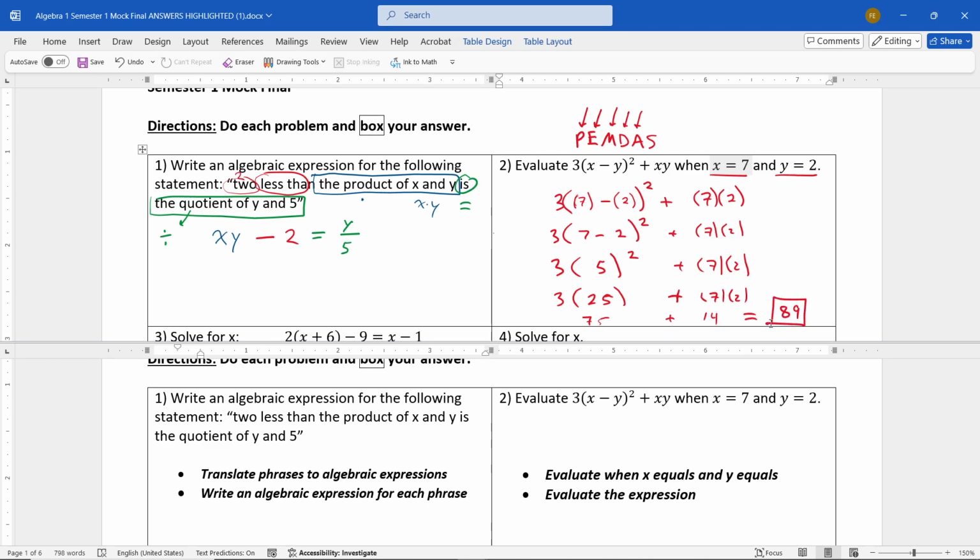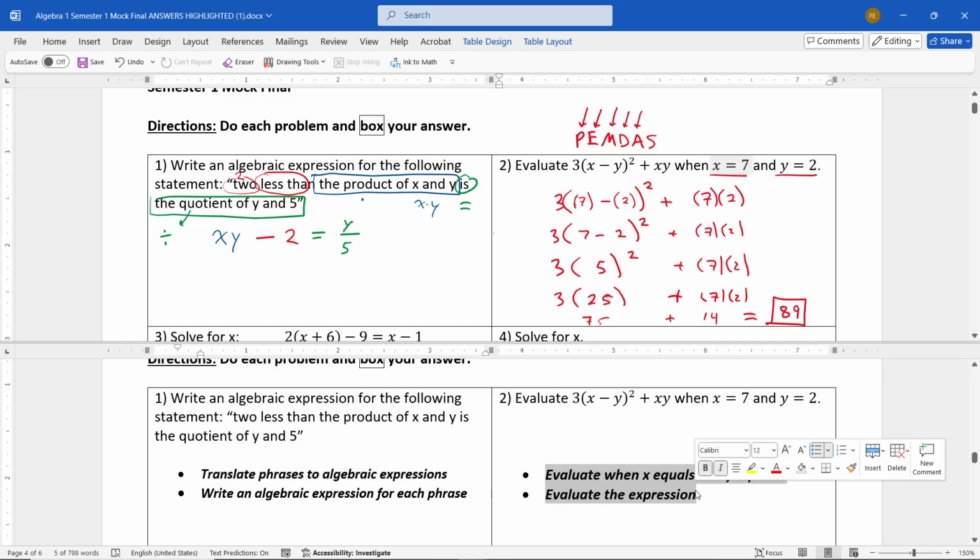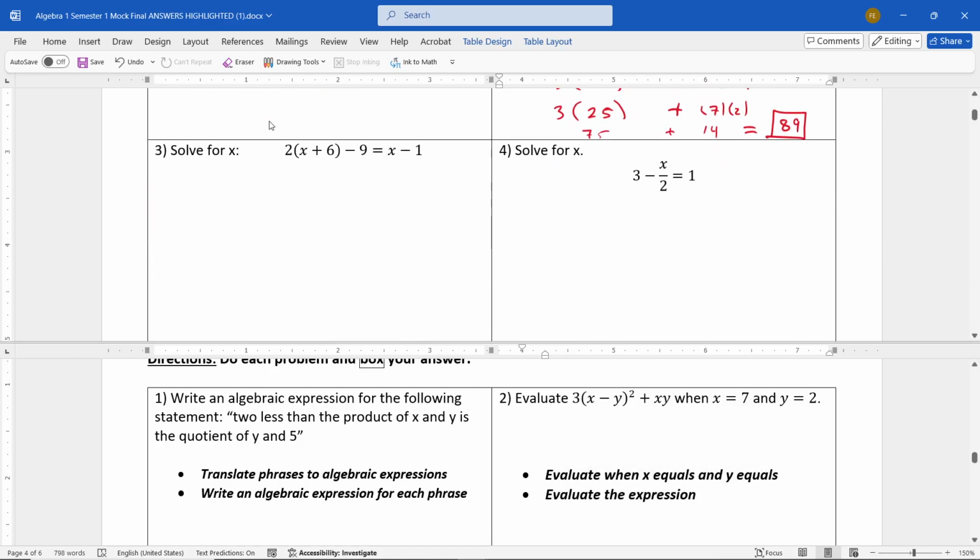And to practice more, go ahead to YouTube and just type in either of these two search phrases. And then when you see a problem, pause that video, try the problem yourself, and then resume the video and see if you're correct. All right, next up, number 3.